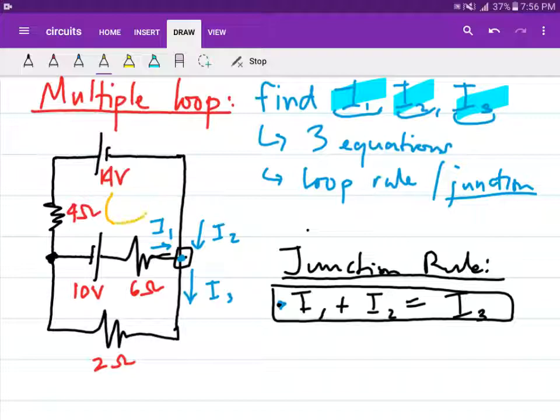So, this is also arbitrary. So, I will assign a loop current here. Say, let's say loop current A and loop current B here. So, A will be traveling in this manner, and B will be traveling in this manner.